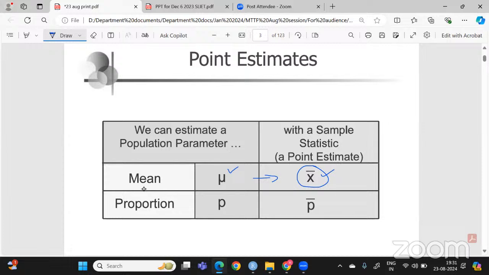I think all of you have heard the term proportion. Can you explain what you mean by proportion? Anyone? You can also put your answer in the chat, and I will respond on the chat also.